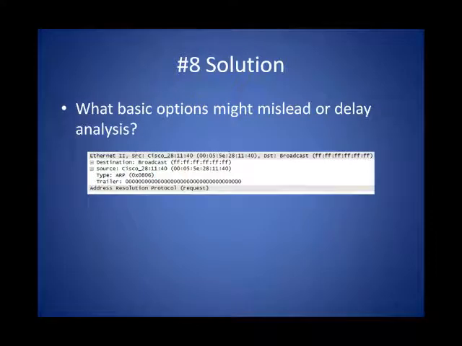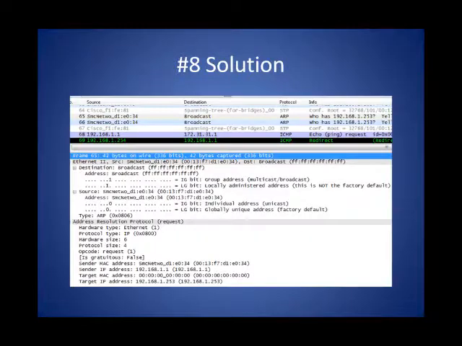So the next question, what basic options might mislead or delay analysis? For this question we're going to use the same exact frame, and again we're looking at that ARP request. So here is that frame, but in the Wireshark interface itself. And so now what I've done is gone into the individual fields and expanded them a little bit to show you some of the additional details that Wireshark might have for us.